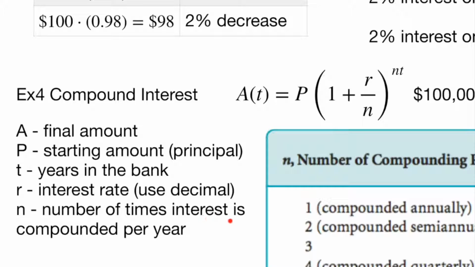Then n is going to be the number of times interest is compounded per year. So if you're getting it every month, then make sure n is 12. r divided by 12, and 12 is up here too.